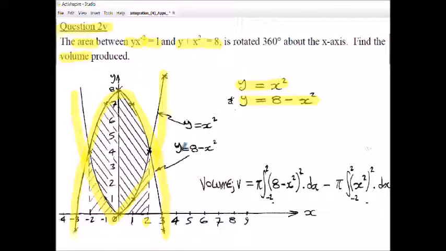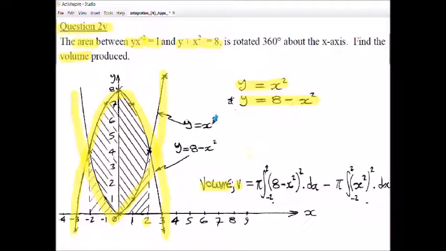Okay, I need to derive my volume formula now. V for volume revolution. Don't forget volume of revolution is pi y squared dx integrated between our limits. So looking at the sketch here, I need to find the area under the y equals 8 minus x squared expression between the limits of -2 and +2 first of all, and then I'm going to take away the area under the x squared term between the limits of -2 and +2.